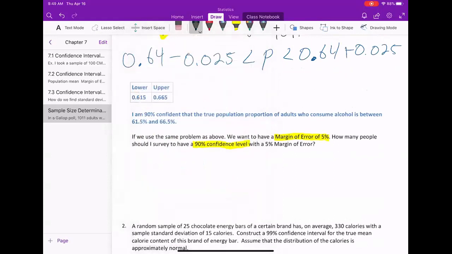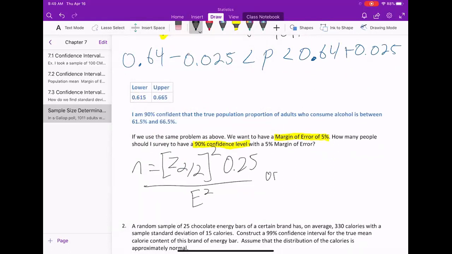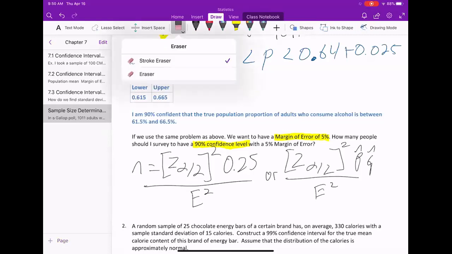I have n equals z alpha over 2 squared times 0.25 all over my margin of error squared, or I have z alpha over 2 squared times p hat times q hat all over E squared. So no new symbols today, so that's a good thing.